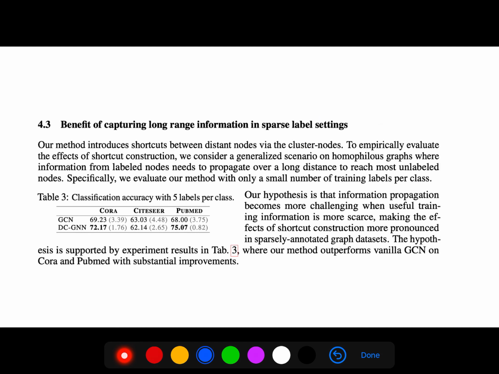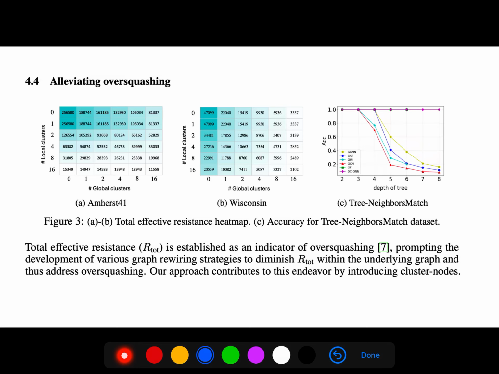And they use it for graphs that are more homophilous rather than heterophilous: Cora, CiteSeer, PubMed. That's why nowadays we have 85-90% accuracy. But this paper is old, that's why they have low accuracy. Global clusters, for example, for the Wisconsin dataset, you can see three neighbors match, accuracy in terms of depths of the tree.